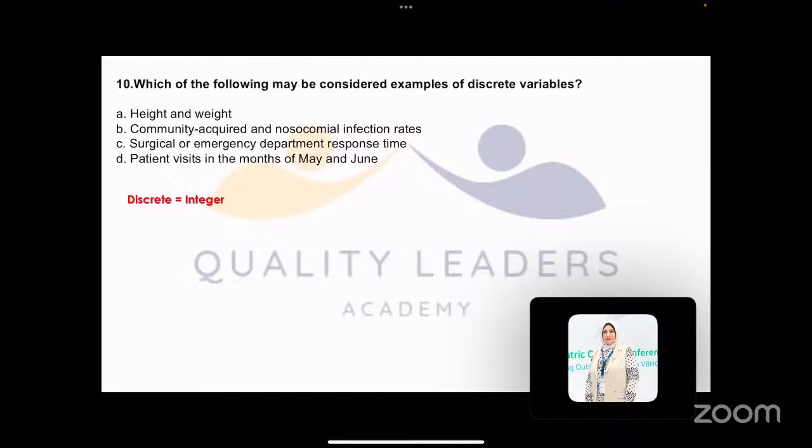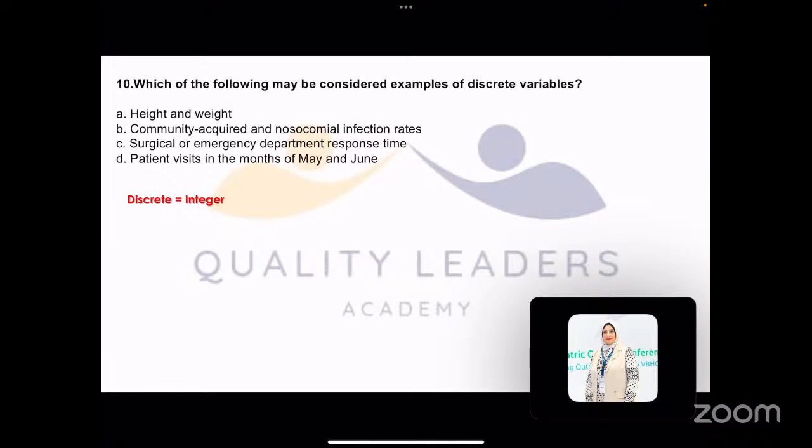Number 10. Which of the following may be considered examples of discrete variables? A, height and weight, B, community acquired and nosocomial infection rates, C, surgical or emergency department response time, D, patient visits in the months of May and June.